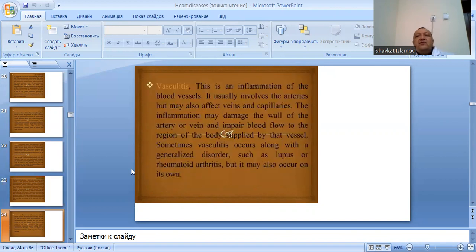Vasculitis. This is inflammation of the blood vessels. It usually involves the arteries but may also affect veins and capillaries. The inflammation may damage the wall of the artery or vein and impair blood flow to the regions of the body supplied by that vessel.